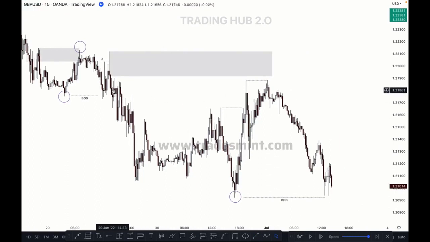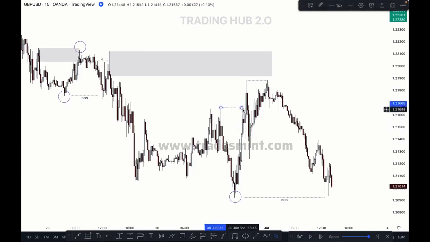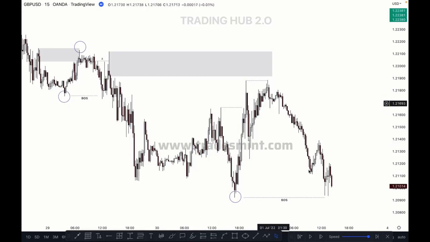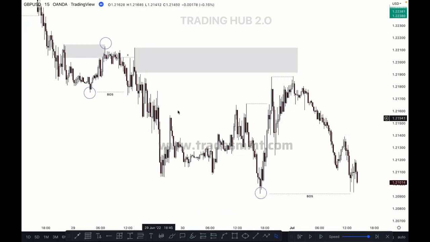As you can see here, after this big drop, the market must take out this high, as you can see here. Then the market pushes downside. Okay, so this low is confirmed. So these things are all about structure. Okay, now let's see where we can sell.